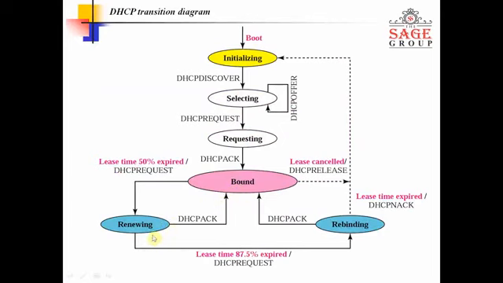Or if it doesn't receive any acknowledgement, renewing sends this message to rebinding: I don't have any acknowledgement, I was renewing the IP address. It sends to the rebinding process. Then rebinding sends this message to the initialization, the first step, with the help of DHCP negative acknowledgement. These are the operation codes for DHCP and how they work.